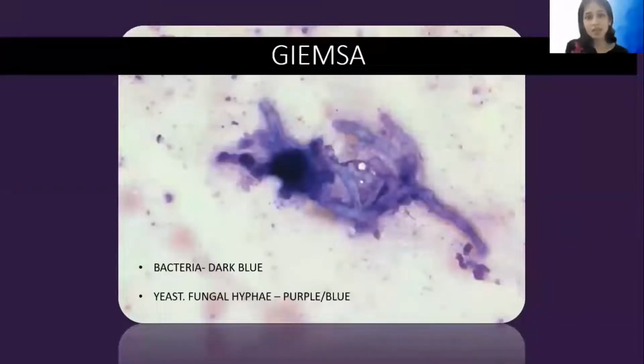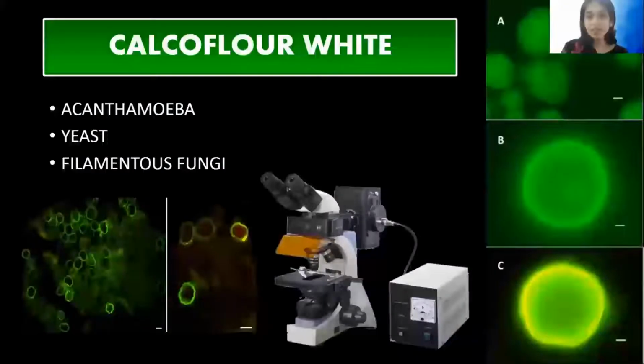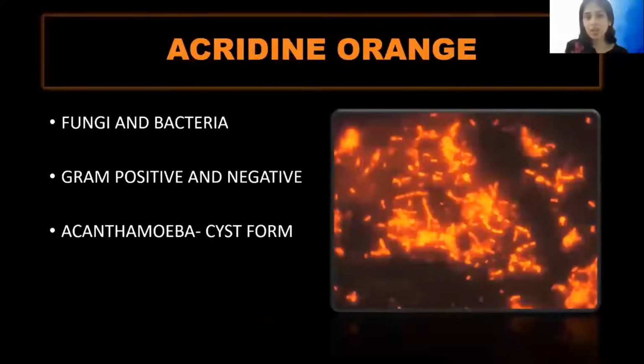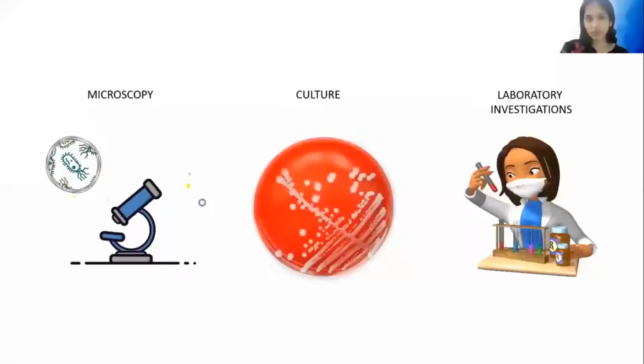If you have access to special staining techniques, you can perform Giemsa staining, Ziehl-Neelsen staining, and if you have a fluorescent microscope, you can perform a Calcofluor white staining and also acridine orange.